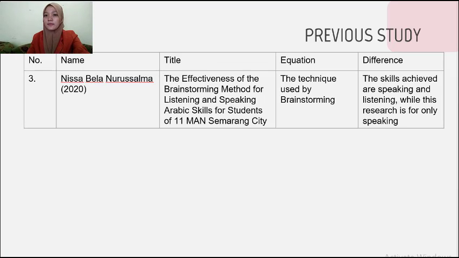And the last, from Nisa Bella Nur Salma, 2012. The title is The Effectiveness of the Brainstorming Method for Listening and Speaking Arabic Skills for Students of Semarang City. Equation: the technique used is brainstorming. Difference: the skills achieved are speaking and listening, while this research is only for speaking.